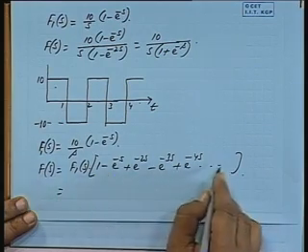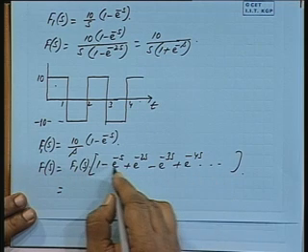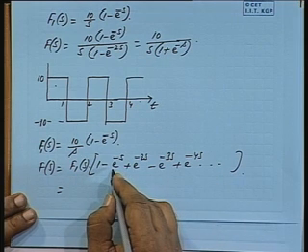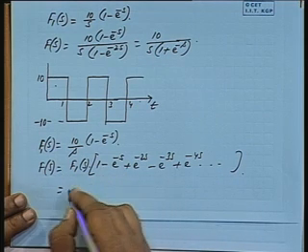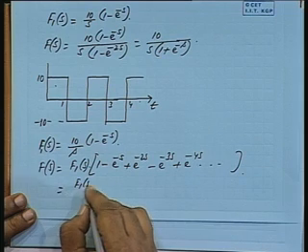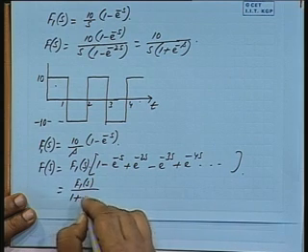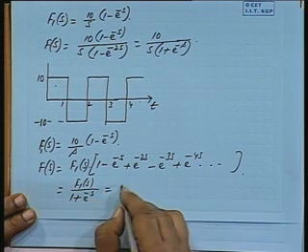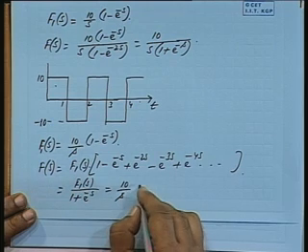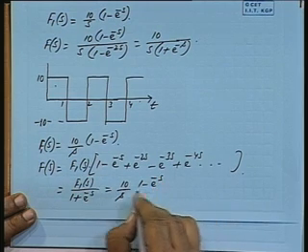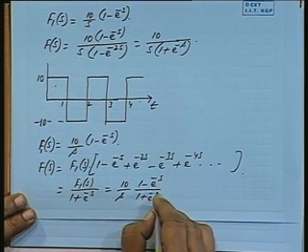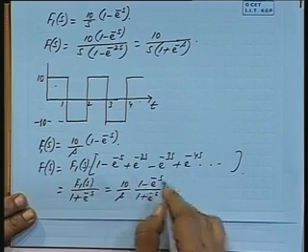So, how much is this? The common ratio is now minus e to the power minus s. So, it will be F1(s) by 1 plus e to the power minus s. So, that is 10 by s, 1 minus e to the power minus s by 1 plus e to the power minus s. Very familiar form, no?